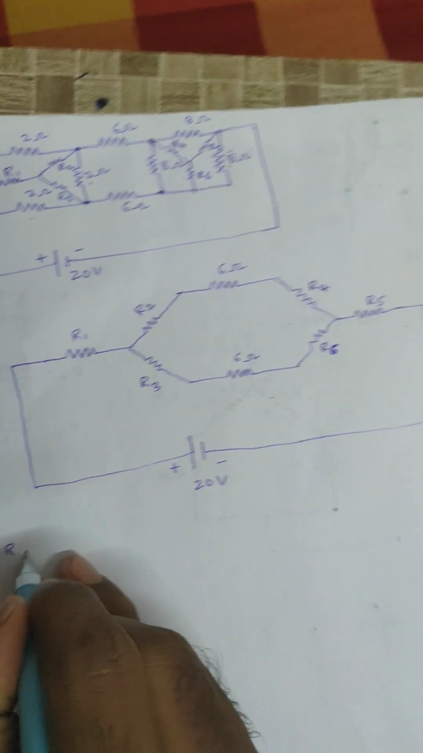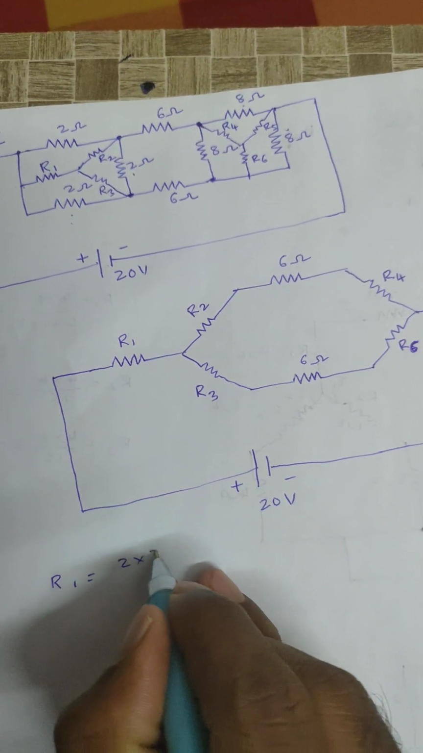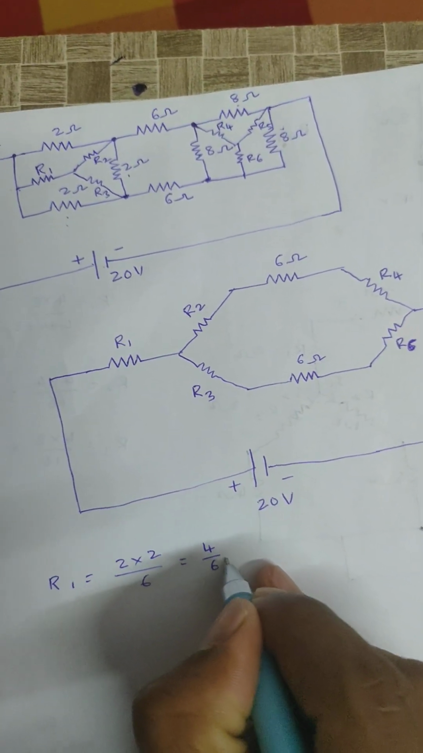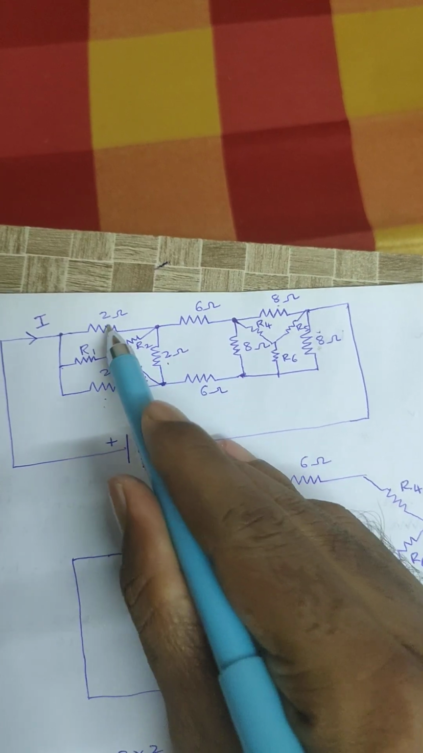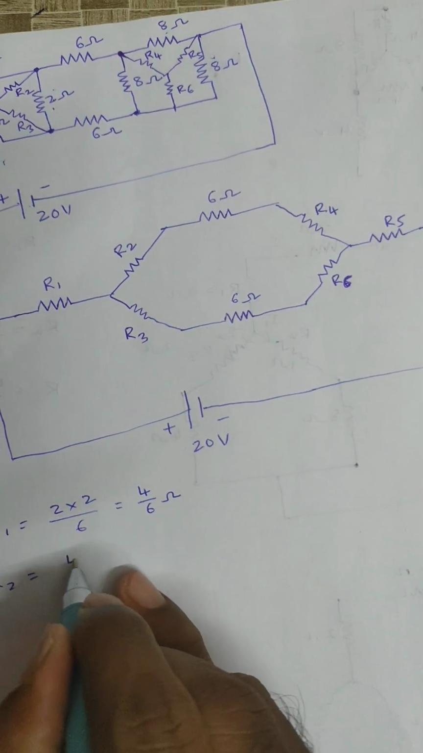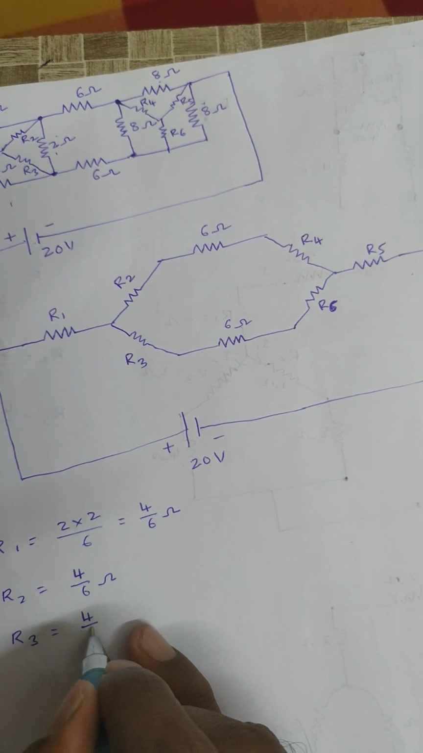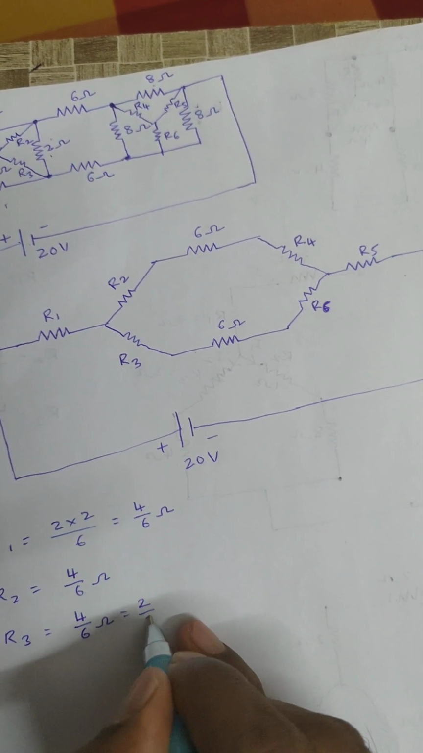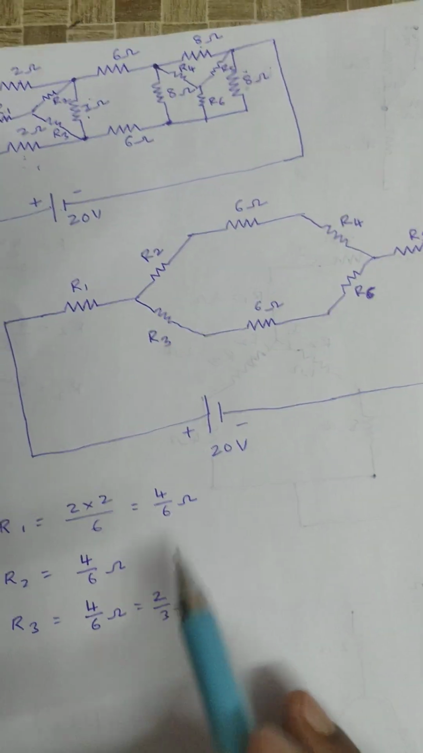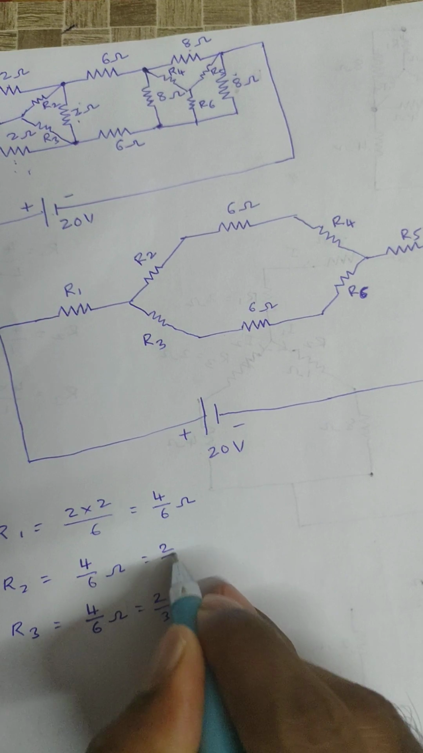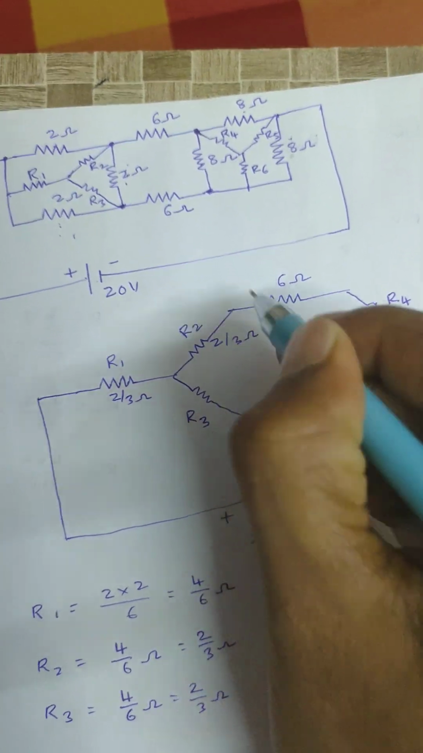R1 value is 2 into 2 by 2 plus 2 plus 2, right? That is 4 by 6 ohms. R2 value, 2 into 2 by 2 plus 2 plus 2, again 4 by 6 ohms. Similarly R3 value will be 4 by 6 ohms, that is nothing but 2 by 3 ohms. Three equal values are connected in delta. The resultant star parameters will be divided by 3, so 2 by 3 ohms each. This is 2 by 3 ohm, 2 by 3 ohm, 2 by 3 ohm.